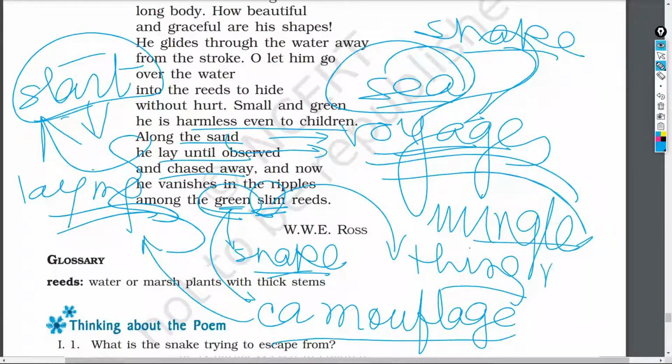Mixes himself with what? Mixes with the same color, that is the green color, which is the color of its own body, the green color of the reeds, into the thin or slim reeds in order to save himself. Therefore, I suppose, my dear children, you have understood the poem very beautifully. Okay, I suppose there will be no doubt about it.